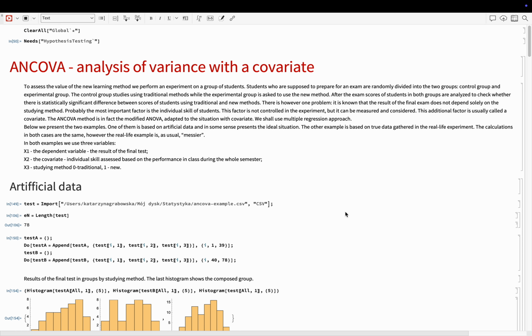ANCOVA can be viewed either as a variant of ANOVA with the additional covariate element, or as a variant of multiple linear regression. The discussion will consist of 3 parts, each one in a separate short film. The first will be about presenting the idea of ANCOVA, illustrated with some artificial data.